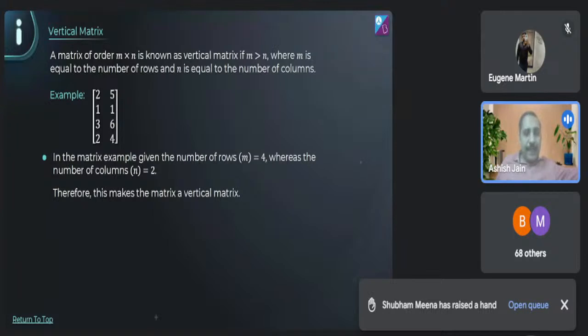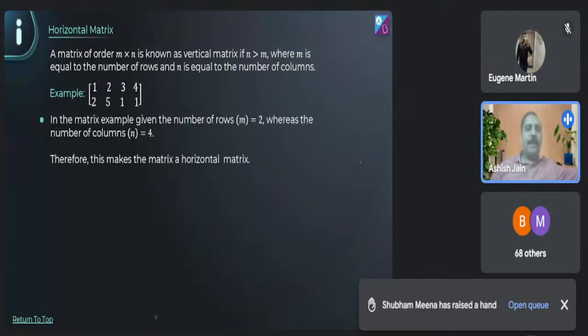This is called a vertical matrix. Then in the same manner, we have a horizontal matrix in which towards the width of the matrix we have more elements. That means we have more columns than rows. So a matrix of order m cross n is called a horizontal matrix if the value of n is greater than m. That means we have more columns than the number of rows.